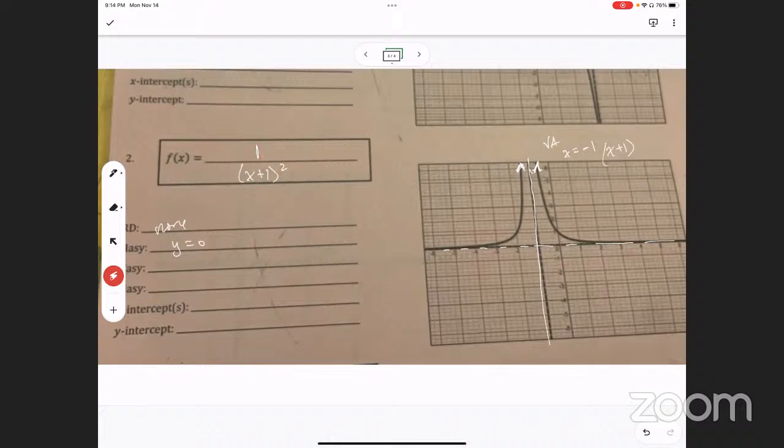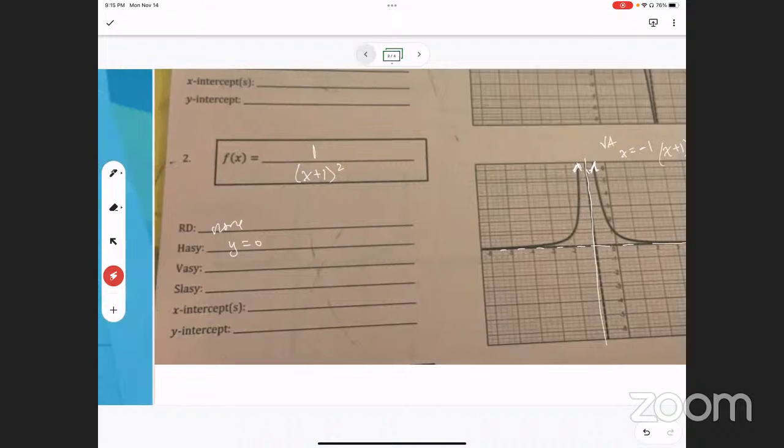Okay. But then you also want to check to make sure it's going in the right direction, which it is. It's always going to be positive. It's always going to be above the x-axis. So that's the correct answer. Okay.